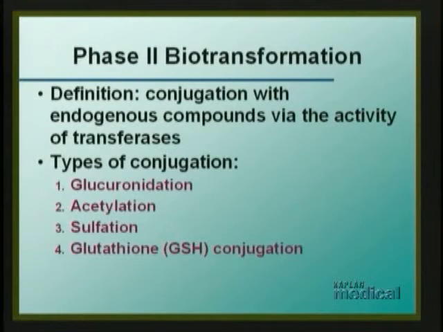How do we put endogenous compounds on top of our drugs? Well, we do this through enzymes called transferases, and there are many different types of transferases. The first type in your slide is glucuronidation. Glucuronyl transferases are found in any tissue. They're certainly high in the liver, but they're also found in the gut, they're found in the kidney. And glucuronidation is the main mode of phase 2 reaction.